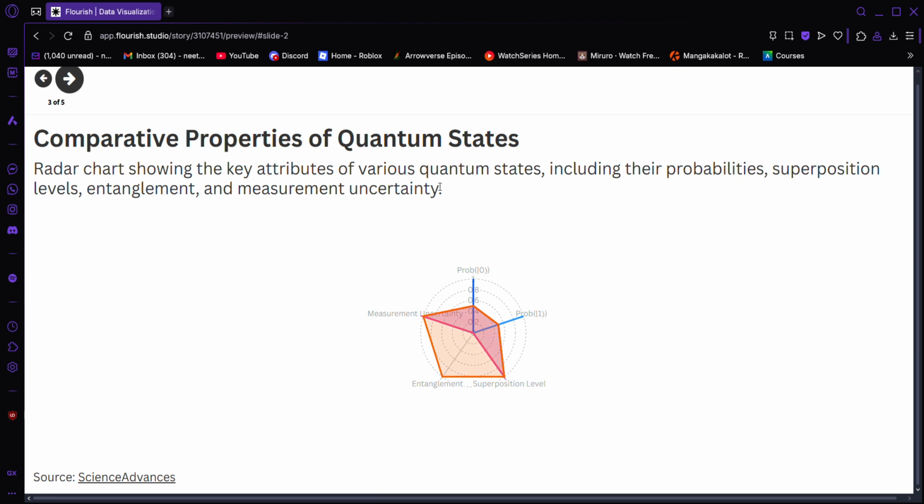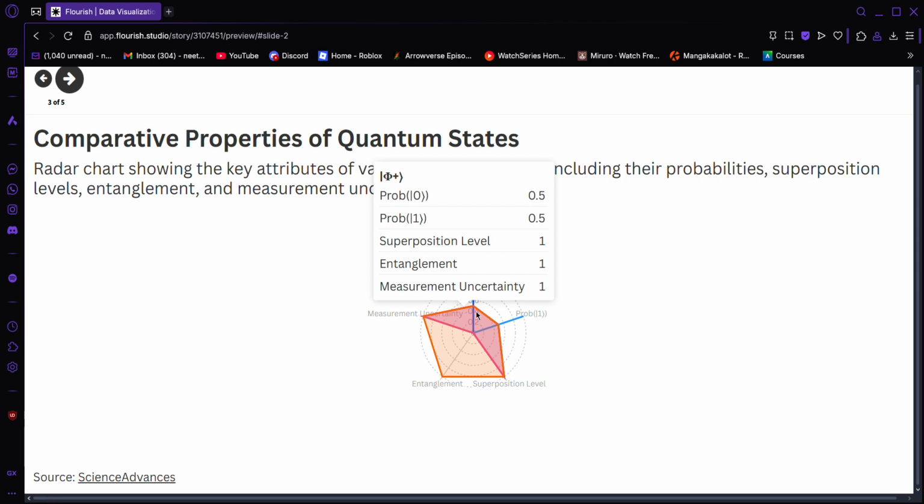Here we have a radar chart. The radar chart represents the comparative properties of the quantum states. The chart compares several quantum states such as the probes, the Bell state, the superpositions, and the positives and negatives.